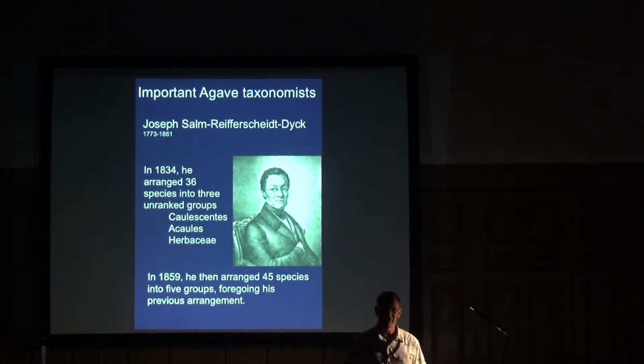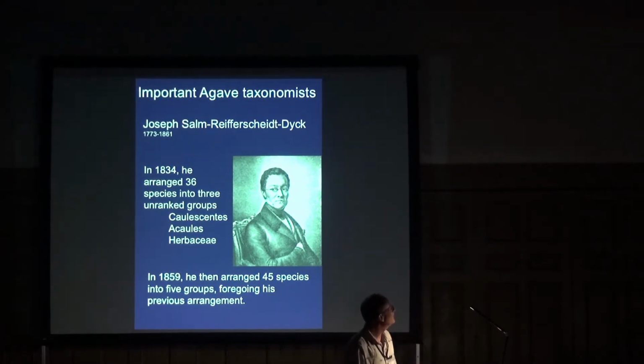So, some important agave taxonomists. Here we have Joseph Salm-Dyck. He's known as Salm-Dyck. In 1834, he arranged the 36 species into 3 unranked groups. He called them the Caulescentes, Acaules, and Herbaceae. And then in 1859, he took 45 species and arranged them into 5 groups, ignoring his previous grouping.